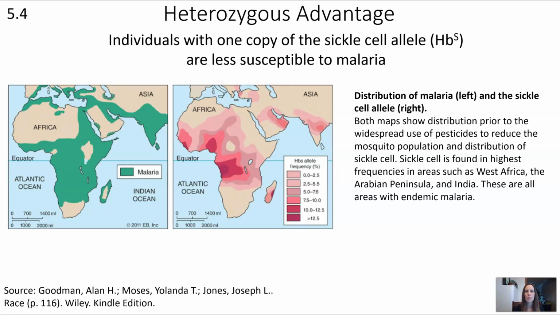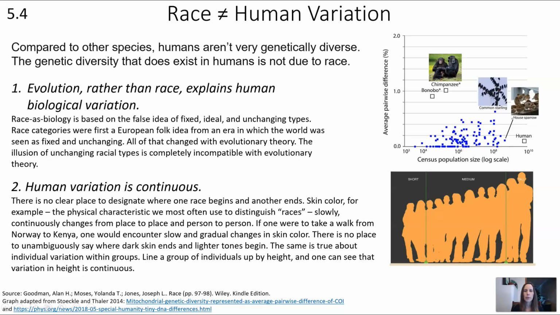So I want to take this opportunity to talk about the important difference between genetic ancestry and race, and why it's really important to not use race when you're talking about biology or when you're talking about medicine. The first thing I want you to understand is that compared to other species, humans really aren't very genetically diverse. The big takeaway is that all of us share way more similarities than differences.